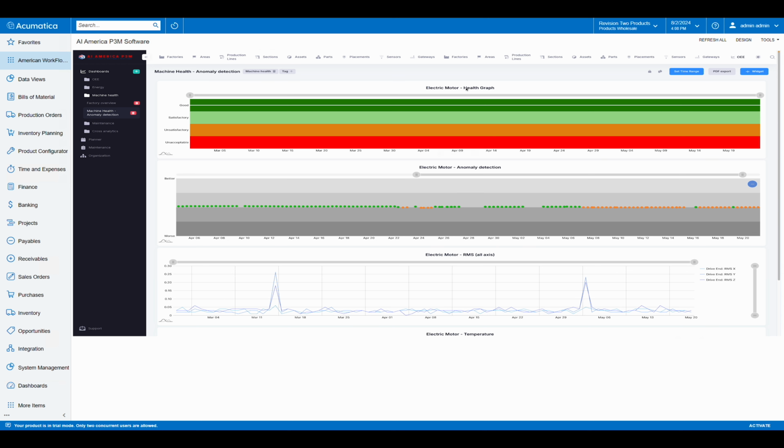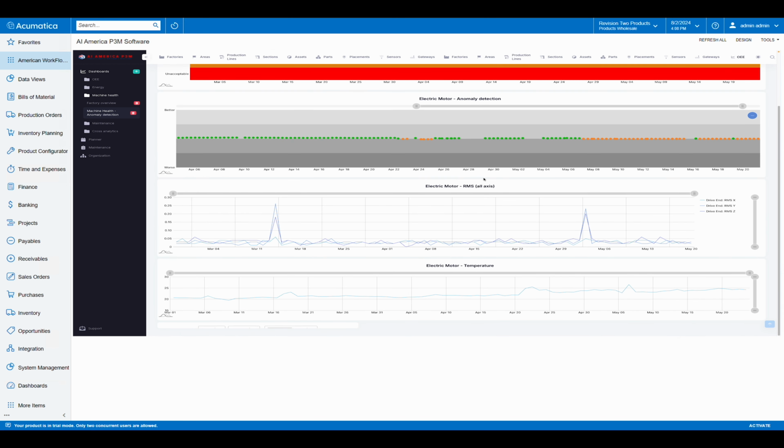Above that, we have the health graph of this electric motor. As you can see, this white line is a good sign, so it's in good shape at the moment. Below that, we can see the RMS all axis for the electric motor. We can also see the temperature for the electric motor as well.